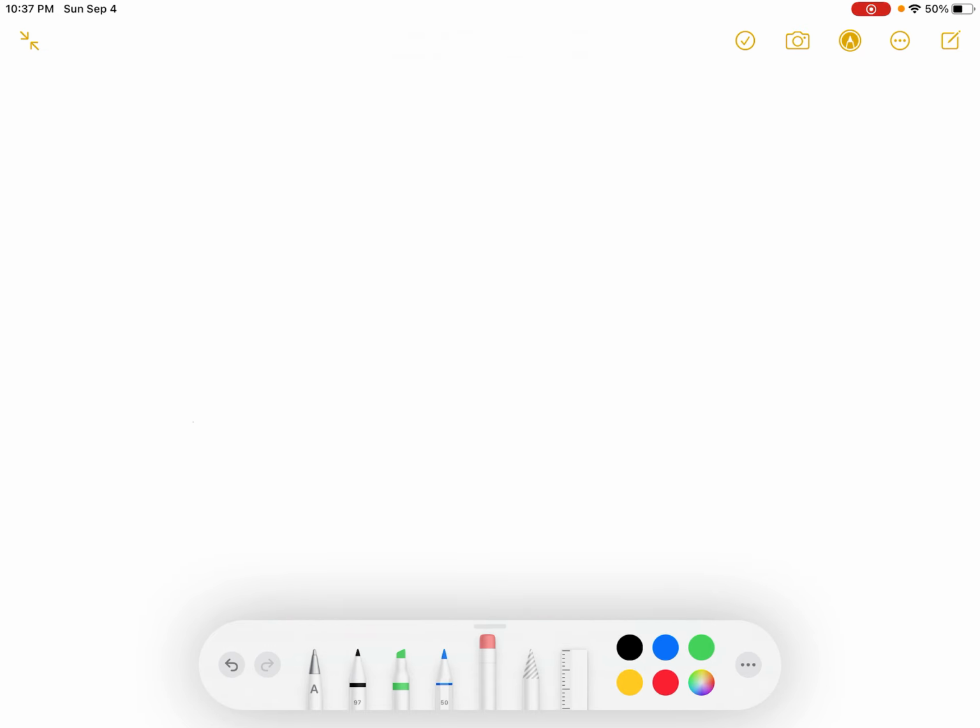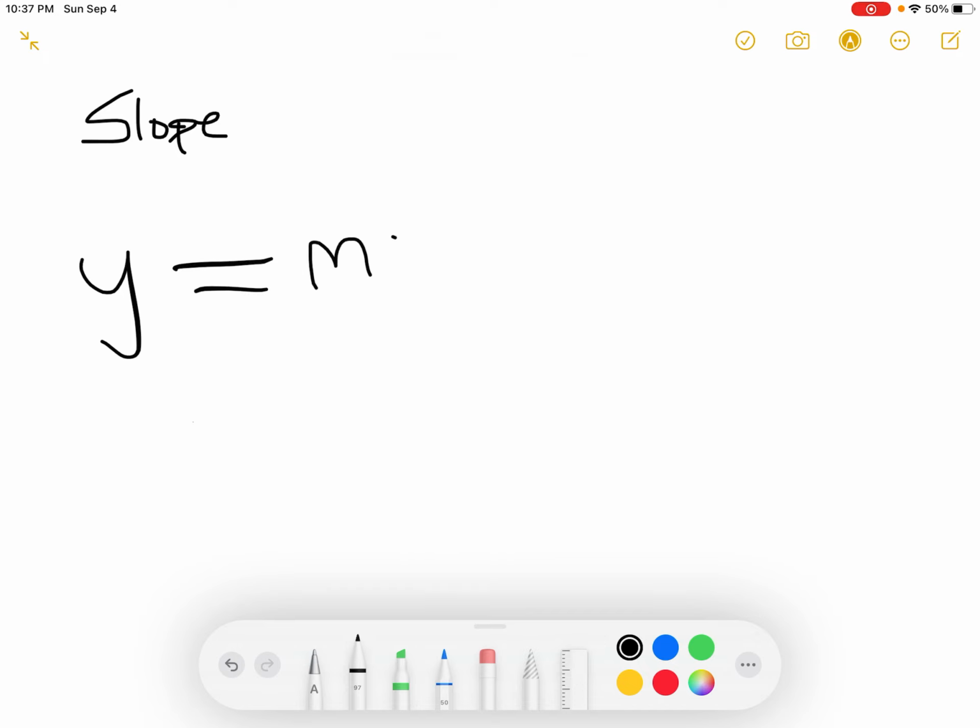Okay. So now we're going to talk about just basically algebra. So first thing we're going to talk about is the slope formula. That is something that hopefully you remember, but it's simply just this. This b is the y-intercept, and this is the slope. Slope is rise over run, so it's the change in y divided by the change in x.